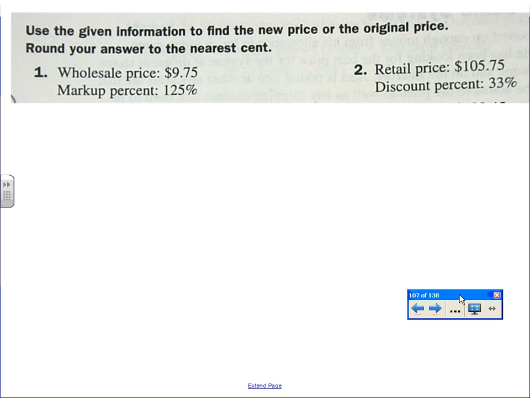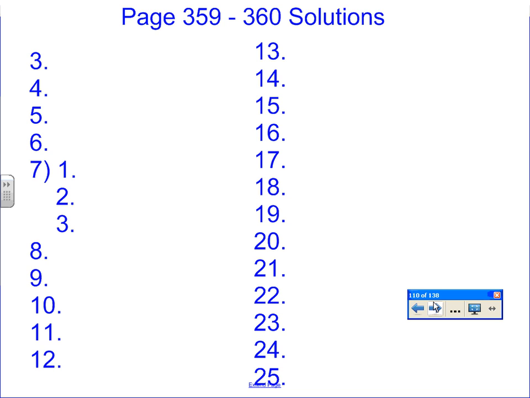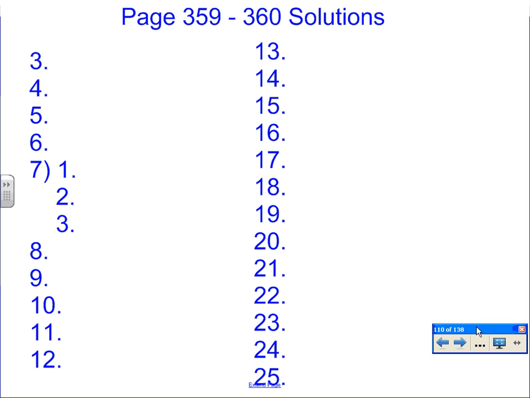Okay, anyone else on the warm-up? Okay, let's go through homework answers quickly so that we have time to go over questions, and then we're going to talk about simple interest. Okay, Drew, we're going to start with you on number 3.